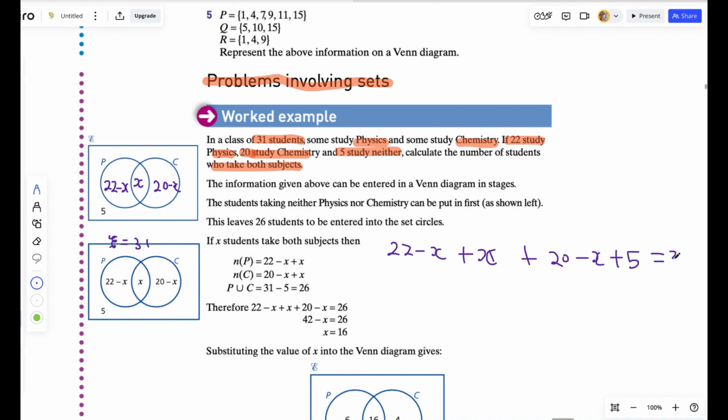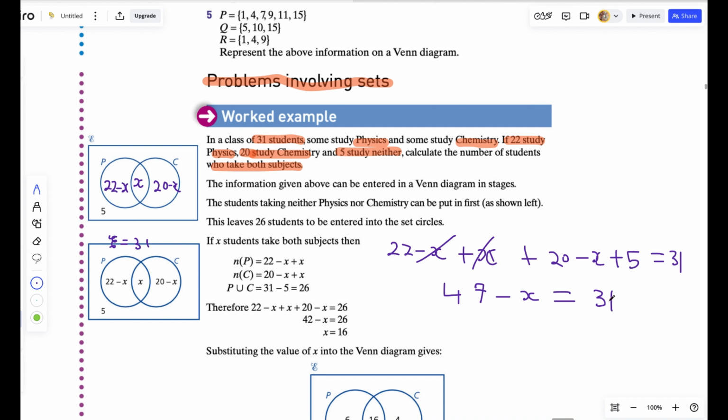Now let's add up. This minus x, we cancel this plus x. 22 plus 20, we have 42, plus 5, yes, 47. Then minus this x, remember there's still one minus x left. So we say 47 minus x is equal to 31.